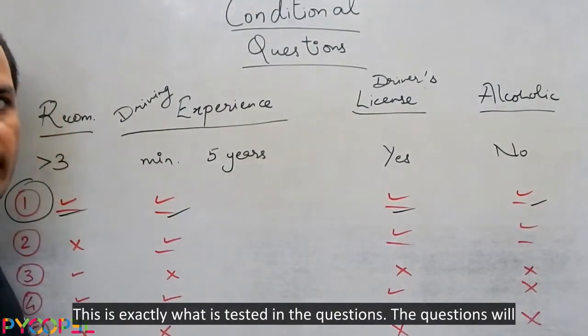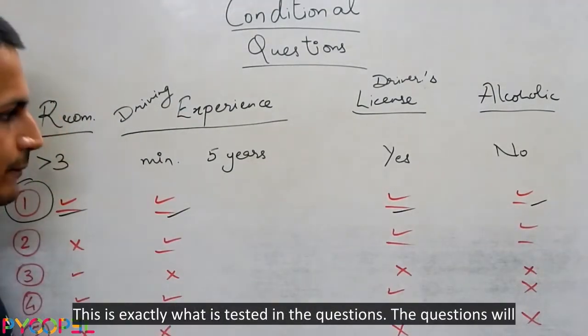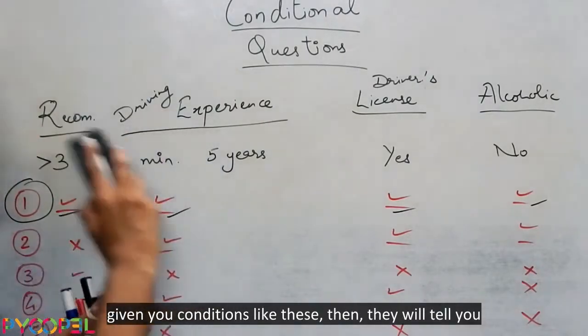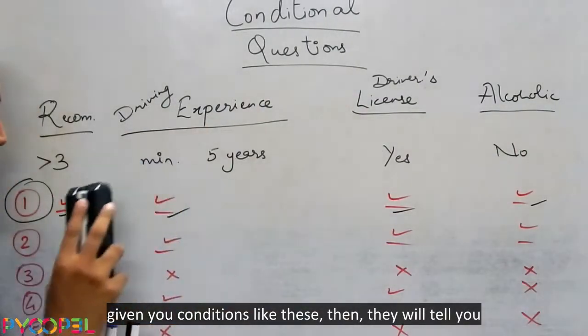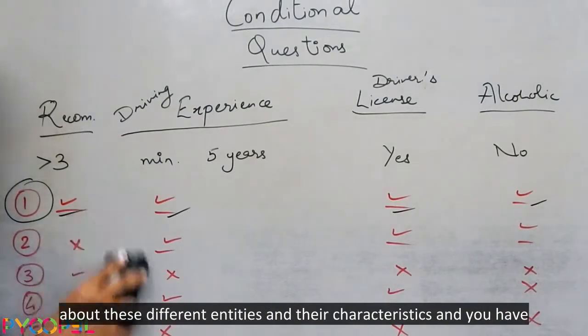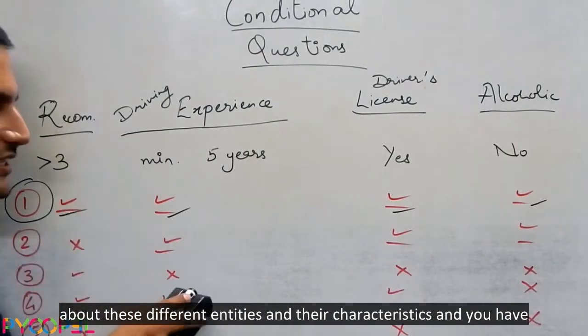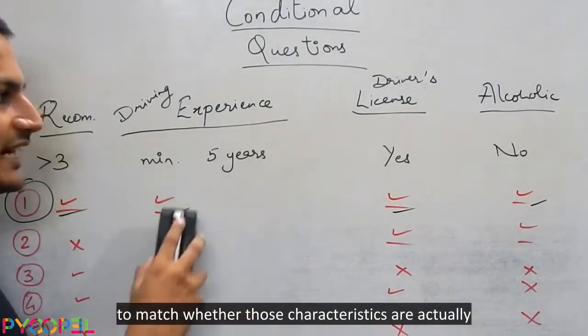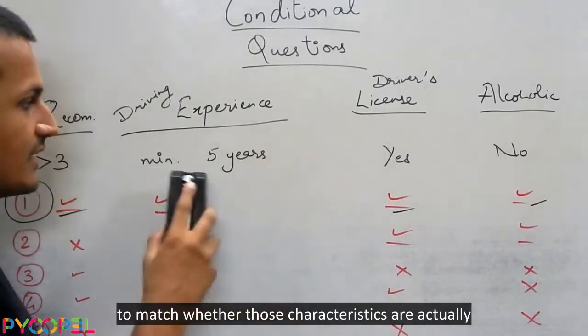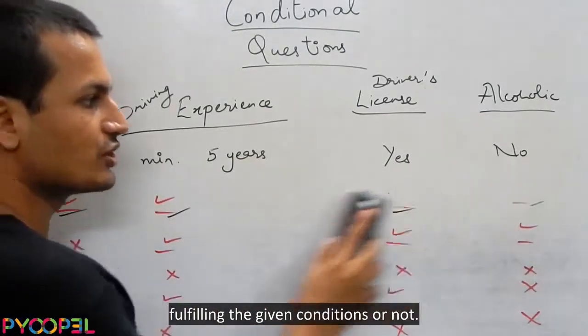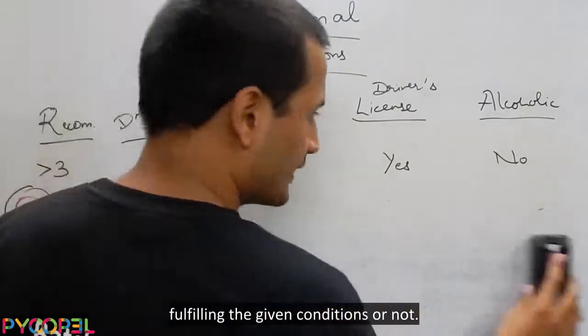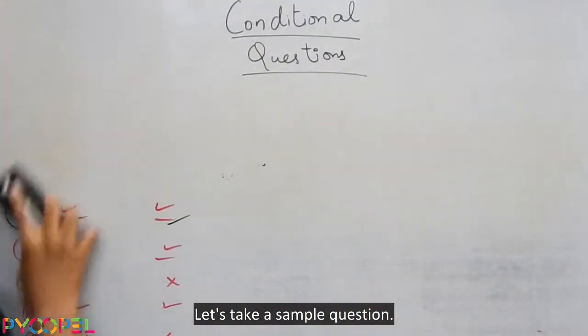This is exactly what is tested in the questions. The questions will give you conditions like these. Then they'll tell you about these different entities and their characteristics, and you have to match whether those characteristics are actually fulfilling the given conditions or not. Let's take a sample question.